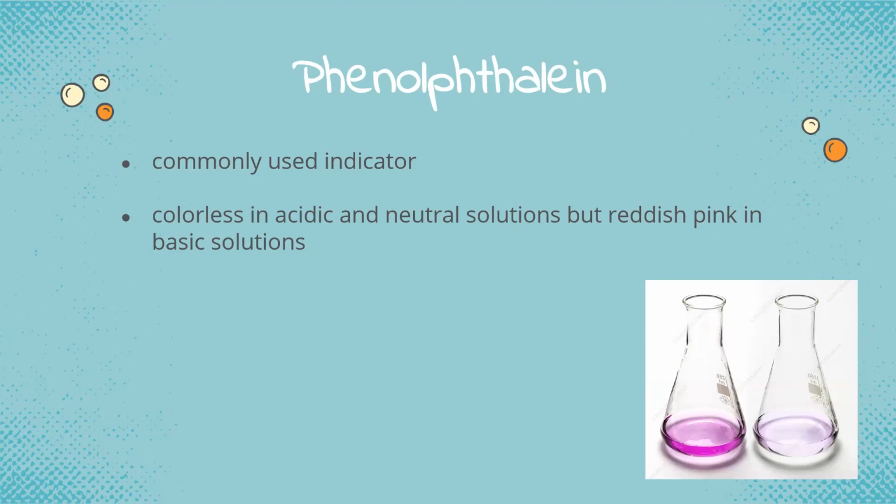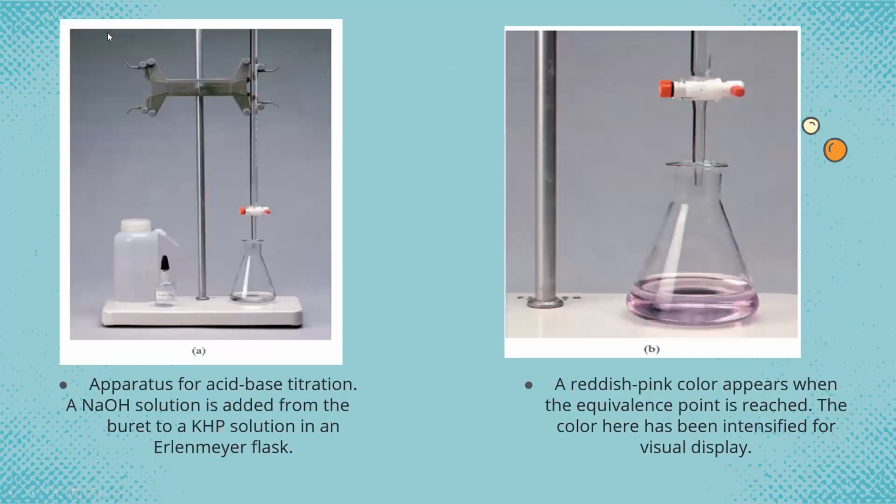Most likely mga 2 to 3 drops, and since acidic si KHP, the original or the initial solution will be colorless. But if we add now the sodium hydroxide, magiging reddish pink siya. And that is the color of phenolphthalein in the basic solution. Because remember, diba, sodium hydroxide is basic.